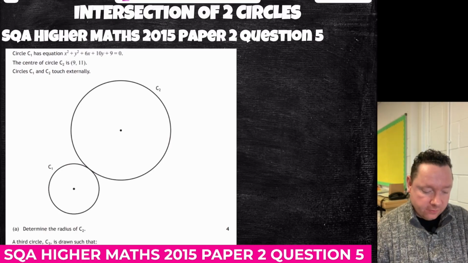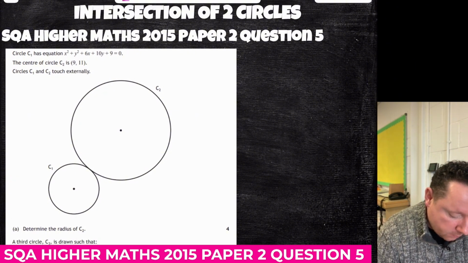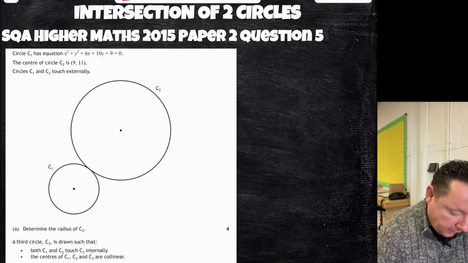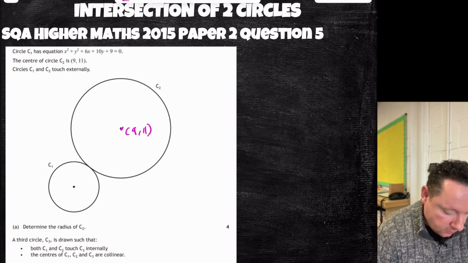Next, Higher Maths 2015, paper 2, question 5. Circle C1 has equation x squared plus y squared plus 6x plus 10y plus 9 equals 0, and the centre of C2 is (9, 11). There's C2 there, so let's just call that (9, 11). And the touch, determine the radius of C2.